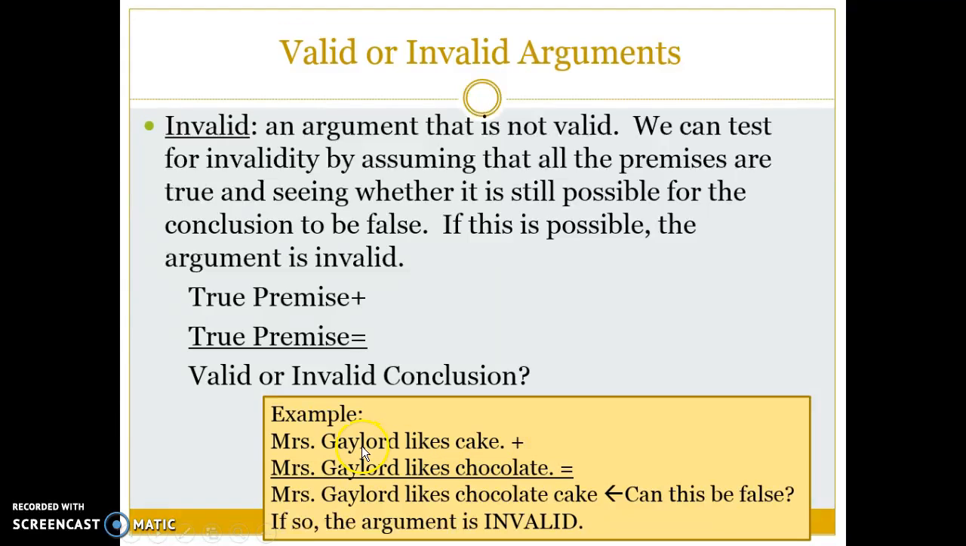So here we have another example. Mrs. Gaylord likes cake. This is true. Mrs. Gaylord likes chocolate. This again is true. Therefore, Mrs. Gaylord likes chocolate cake. Can this be false? If it can be false that Mrs. Gaylord actually does not like chocolate cake, even though she likes cake and likes chocolate, then the argument is invalid.